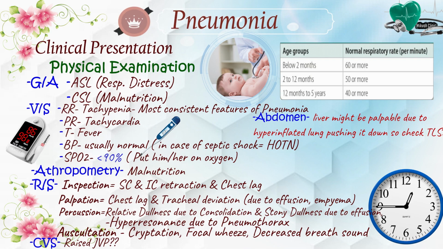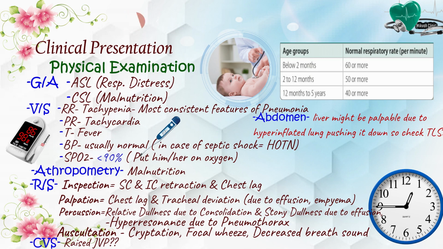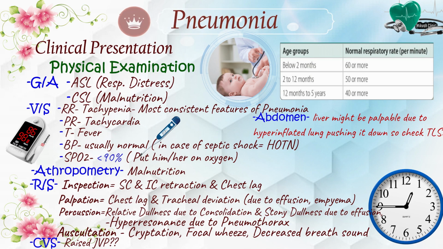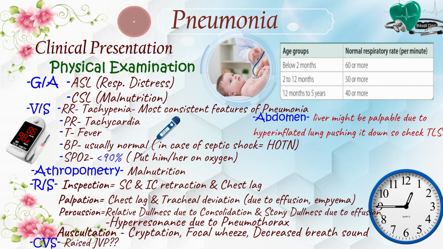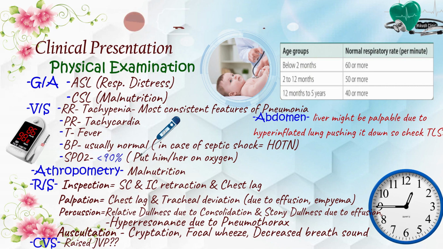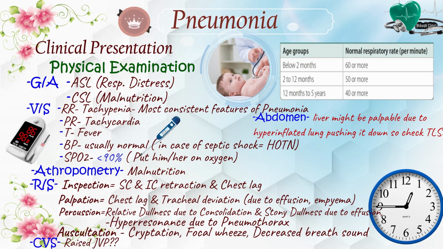This is because in case of hyperinflation of the lung, especially in viral pneumonia, the hyperinflation will cause the liver to be pushed down, so it will be easily palpable. So we may consider it hepatomegaly, but don't forget, we should assess the total liver span. The total liver span will not be affected; it will be normal. So always measure the total liver span whenever you get a palpable liver, because it's usually associated with a pushing effect of the lung. So it's normal to get a palpable liver on abdominal examination.